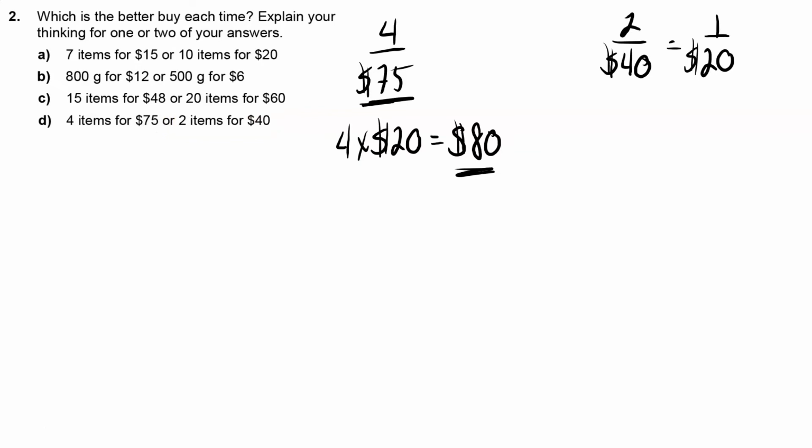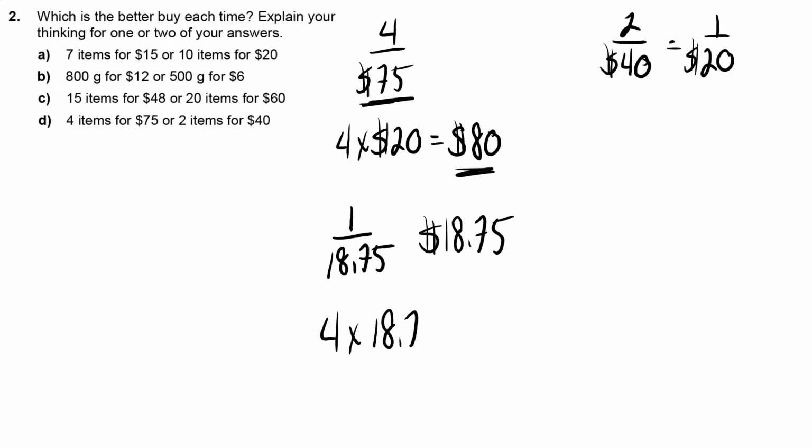If we actually did the math and divided the $75 into 4, so we're dividing both the top and the bottom by 4, we end up with 1 over $18.75. So it's $18.75 if you're getting 4 for 75. And we can check that just by saying 4 times $18.75. And if we do that on our calculator, we of course get back to $75.